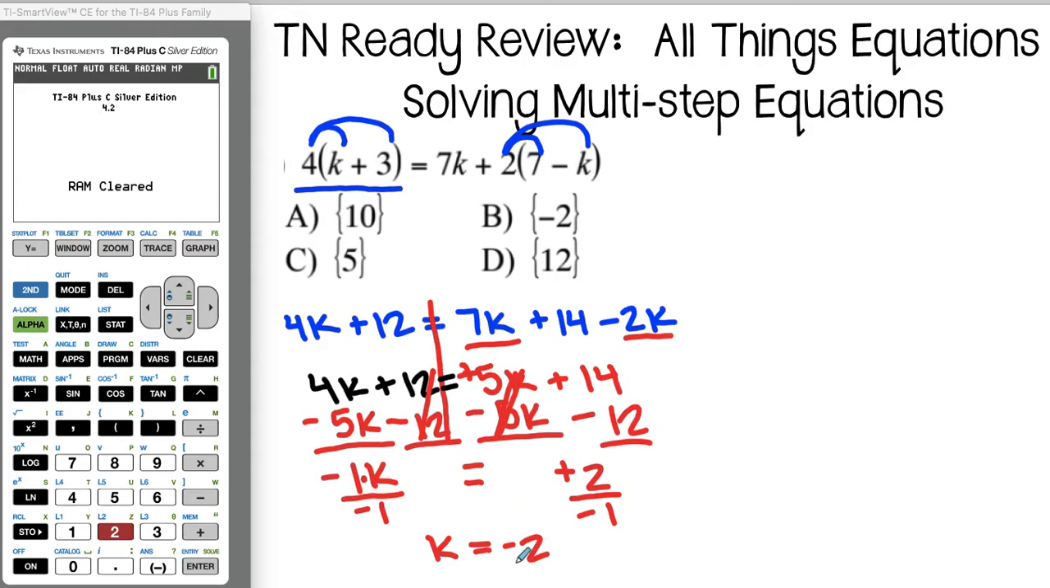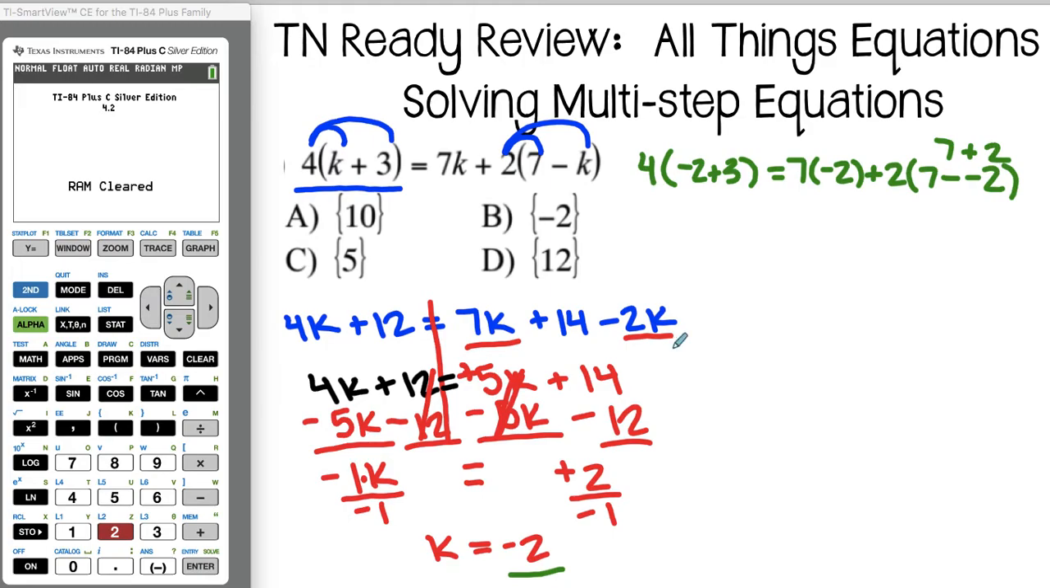Now I'm going to take this answer, plug it back in, and check it. I should note that if you get stuck on your TN Ready test, you can always work backwards by plugging the answers back into the original problem. Let me show you how to do that. I'm going to start with the original problem, and everywhere I see a k, I'm going to put a negative 2. And I know that minus a negative 2 is the same thing as plus 2.